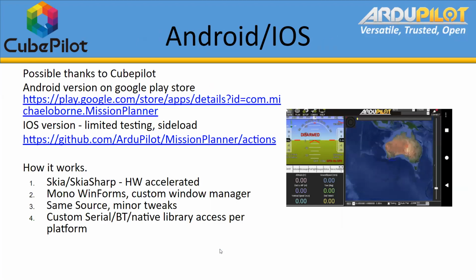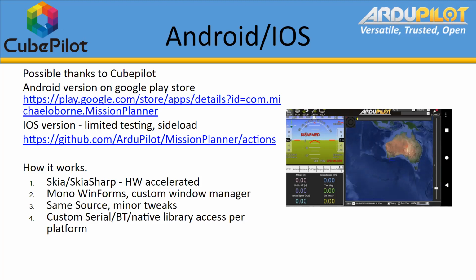Okay, so probably one of the biggest ones, Android and iOS support. So this one definitely wouldn't have been possible without QPilot. If you actually have a look in the Git history around this, you'll see the Mono sub module was added back into Mission Planner back in 2018 sometime. So it's been a long time coming, and it's really just a time factor here.